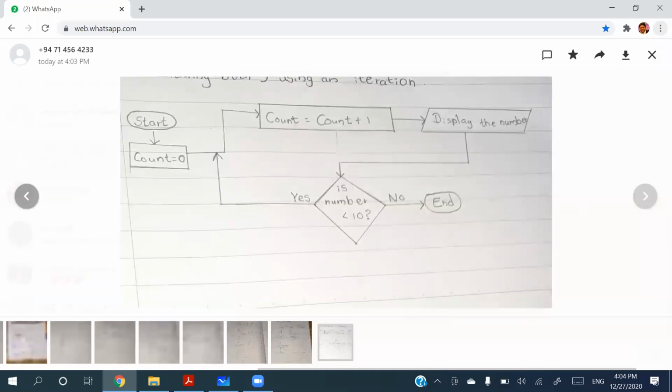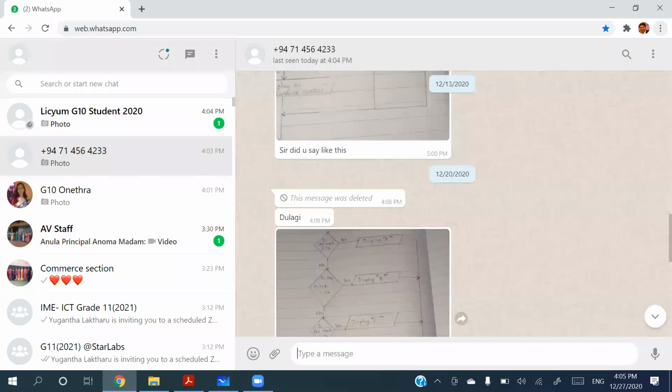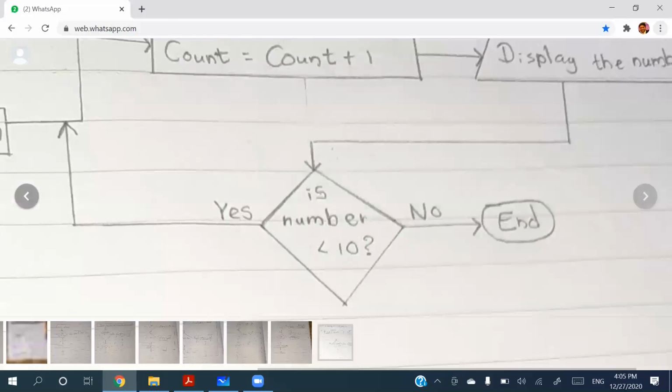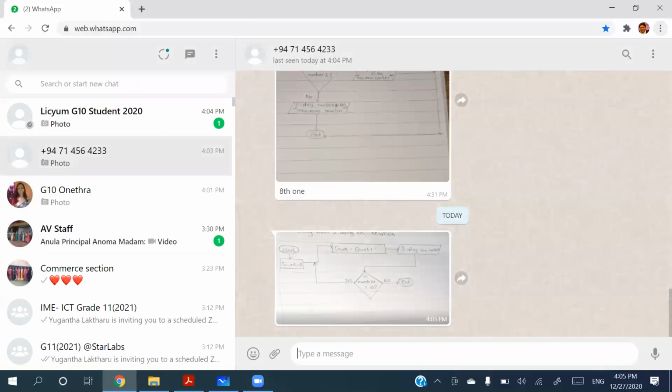And Dulagi, the problem is you said count is incremented by 1 and display the number. So what is the number? That's the problem. Start, set count to 0, increment count by one, display the number. Now what is the number? Think a little more, there is still a little further to go.